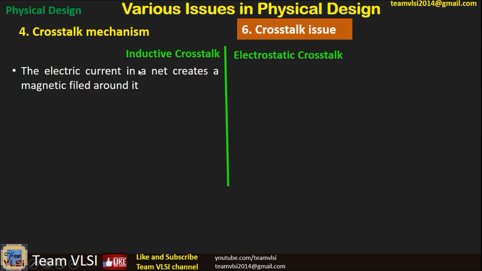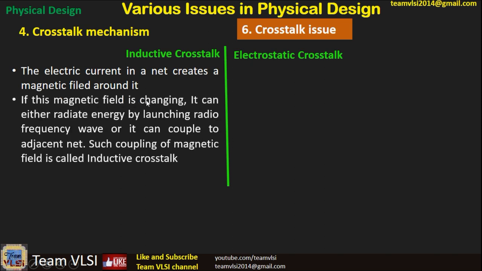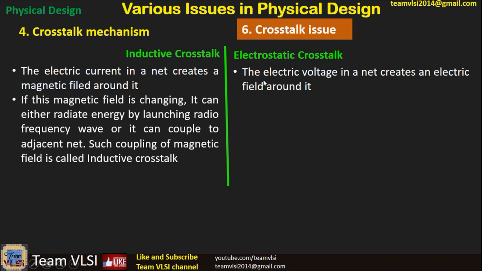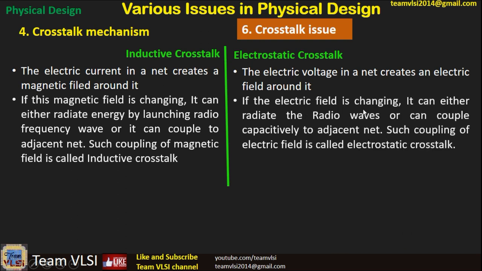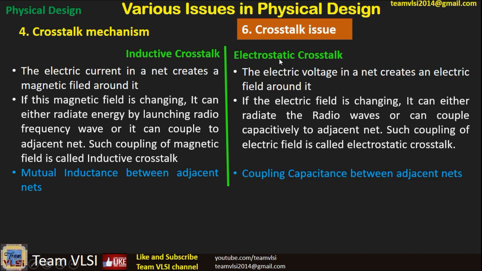Inductive crosstalk: the electric current in the net creates a magnetic field around it. If this magnetic field is changing, it can either radiate energy by launching a radio frequency wave, or it can couple to the adjacent net. Such coupling of the magnetic field is called inductive crosstalk. And the electric voltage in the net creates an electric field around it. If the electric field is changing, it can either radiate a radio wave or couple capacitively to the adjacent net. Such coupling of the electric field is called electrostatic crosstalk. So inductive crosstalk is mainly because of mutual inductance, and electrostatic crosstalk is because of coupling capacitance.